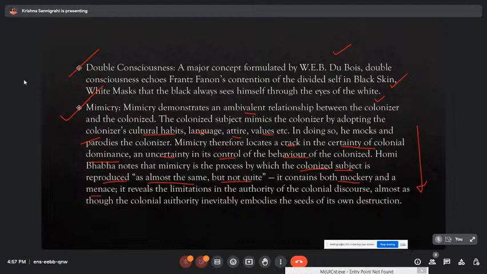It reveals the limitations in the authority of the colonial discourse, almost as though the colonial authority inevitably embodies the seeds of its own destruction. Right? So it kind of questions the authority of the colonizer and the stable identity of the colonized.